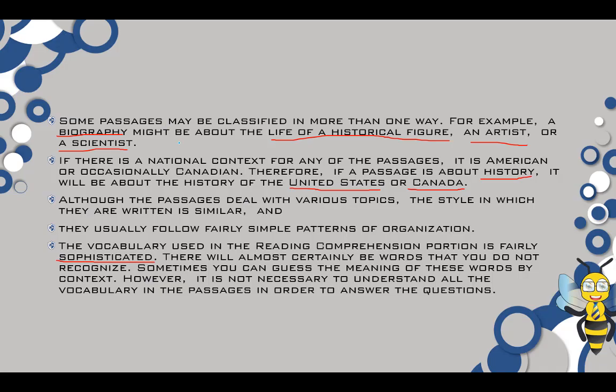So let's continue with reading. Some passages might be classified in more than one way.